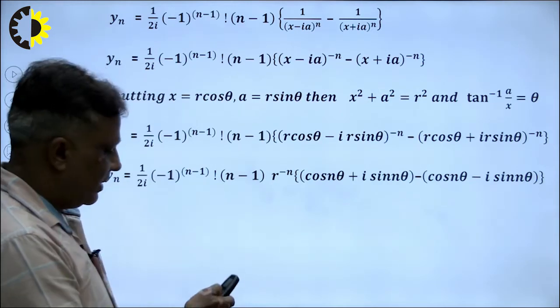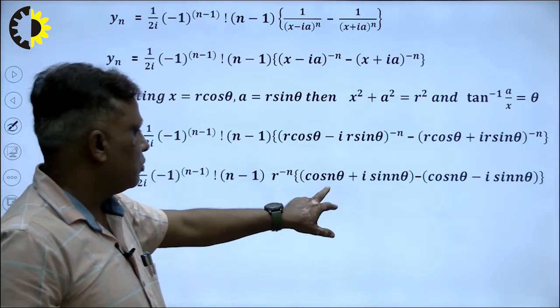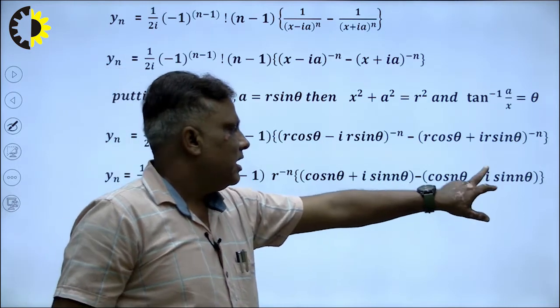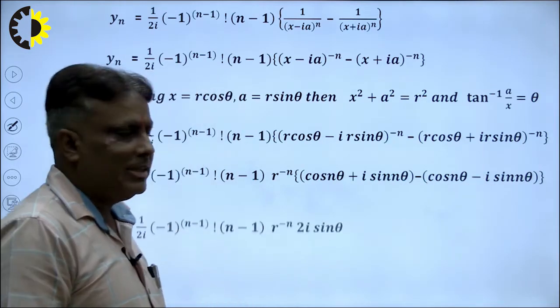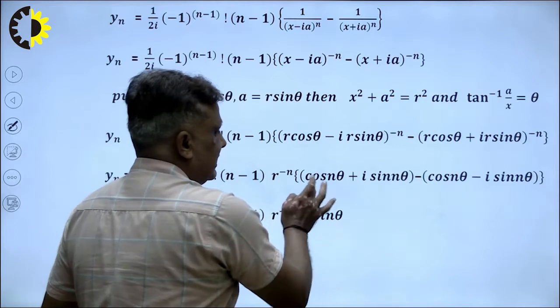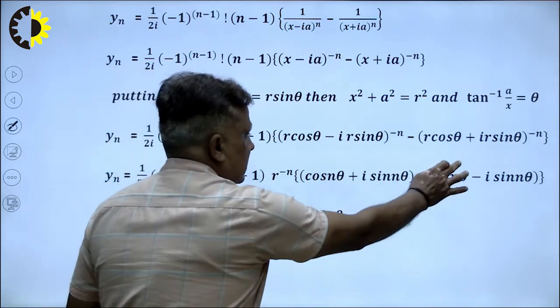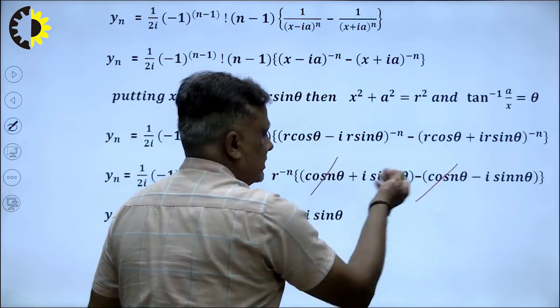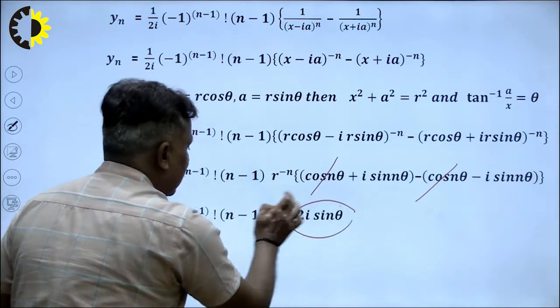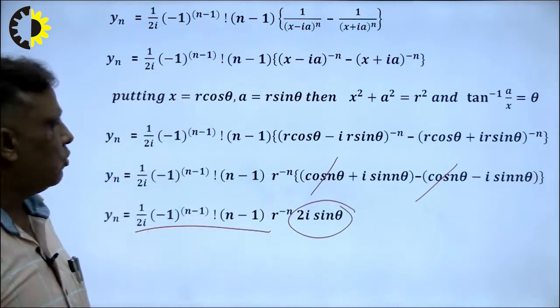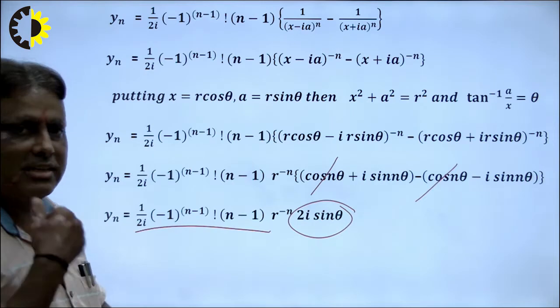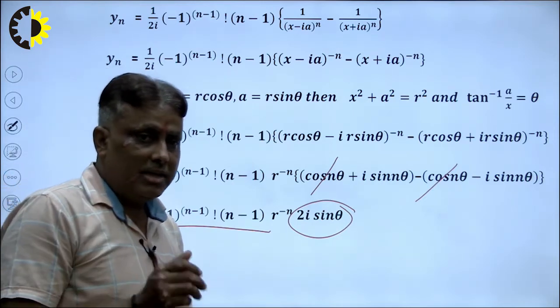So when we apply the de Moivre theorem, we get cos n theta, i sin n theta, and when we open the bracket, what will be the result? Cos n theta is cancelled out by cos n theta, and minus minus plus, so this will be 2i sin n theta, and the remaining portion as above. Now the question is how to change that. Is this the final answer? It cannot be.